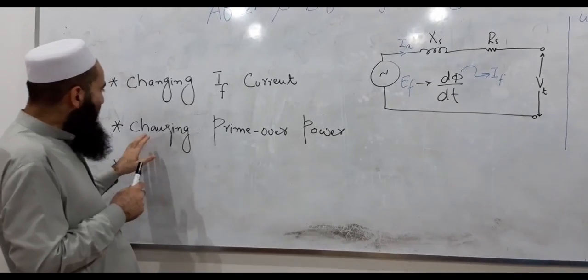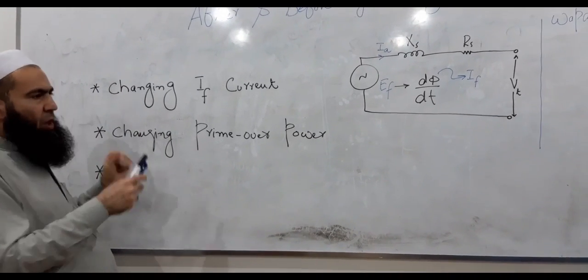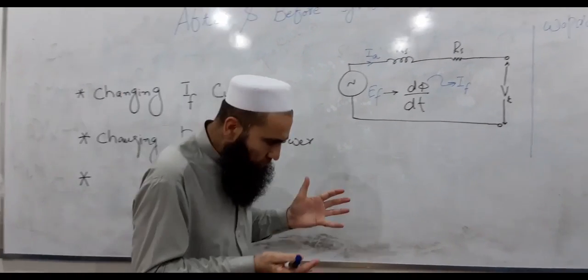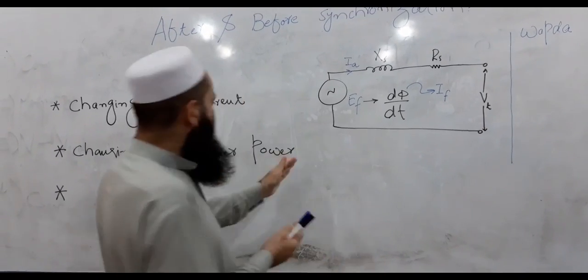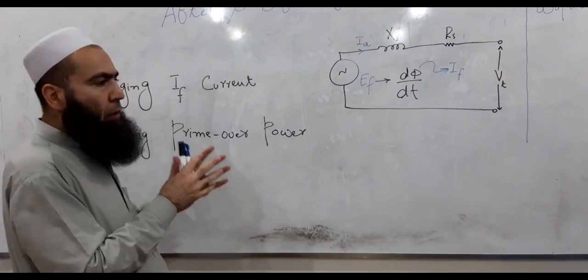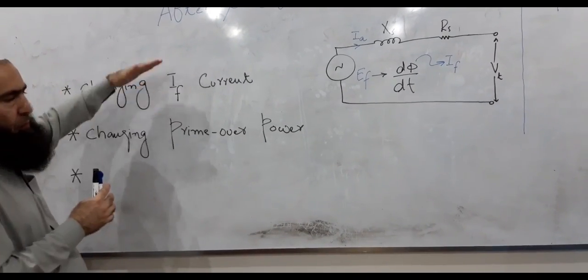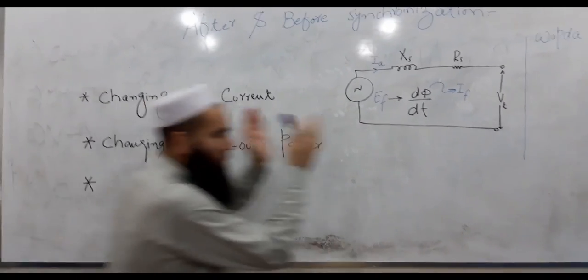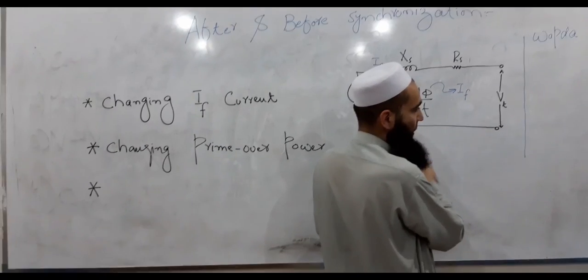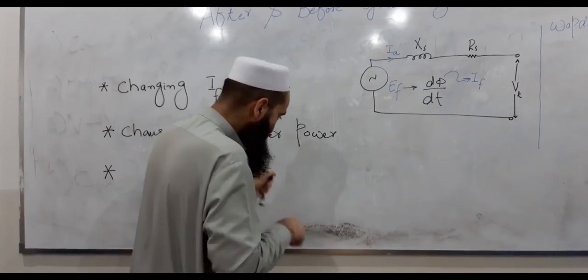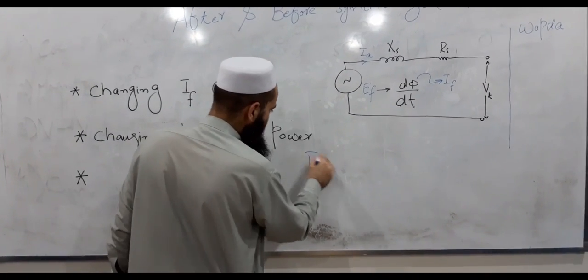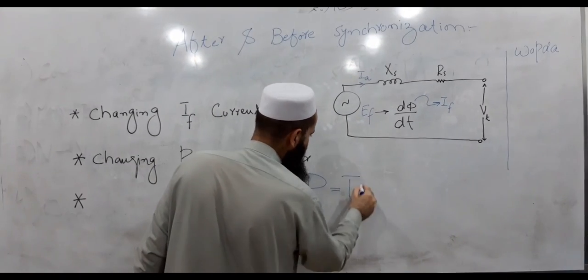And I will change the prime mover power. The prime mover in this case is the DC motor. And changing the prime mover power, what will happen then? So let's talk about variation of both these parameters before and after synchronization. As we know, the shaft power is the product of torque and omega.